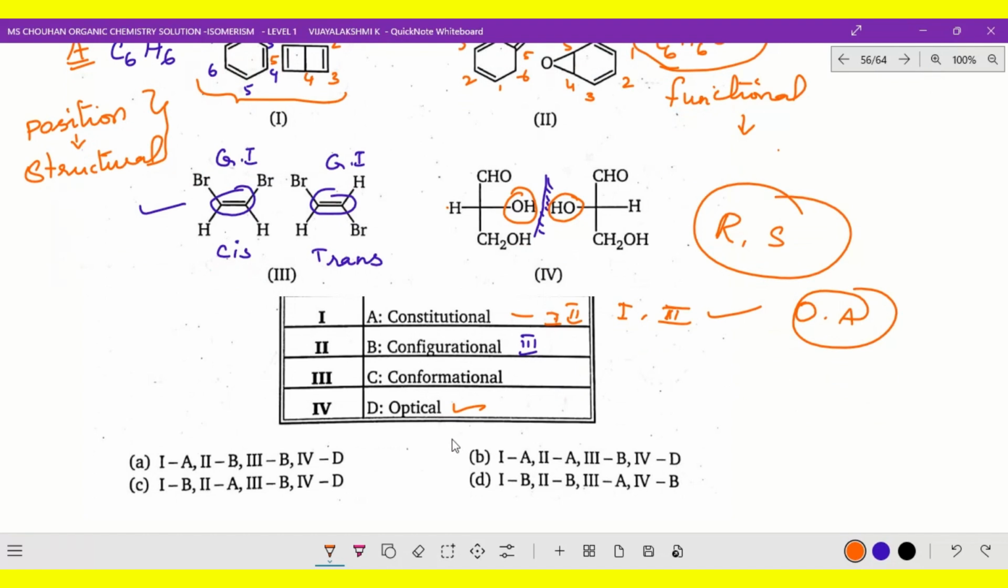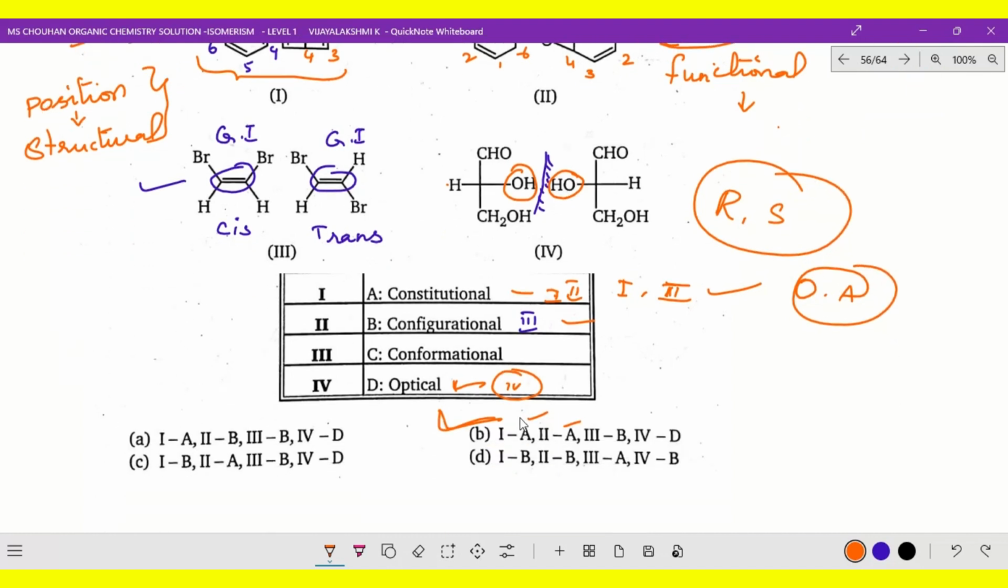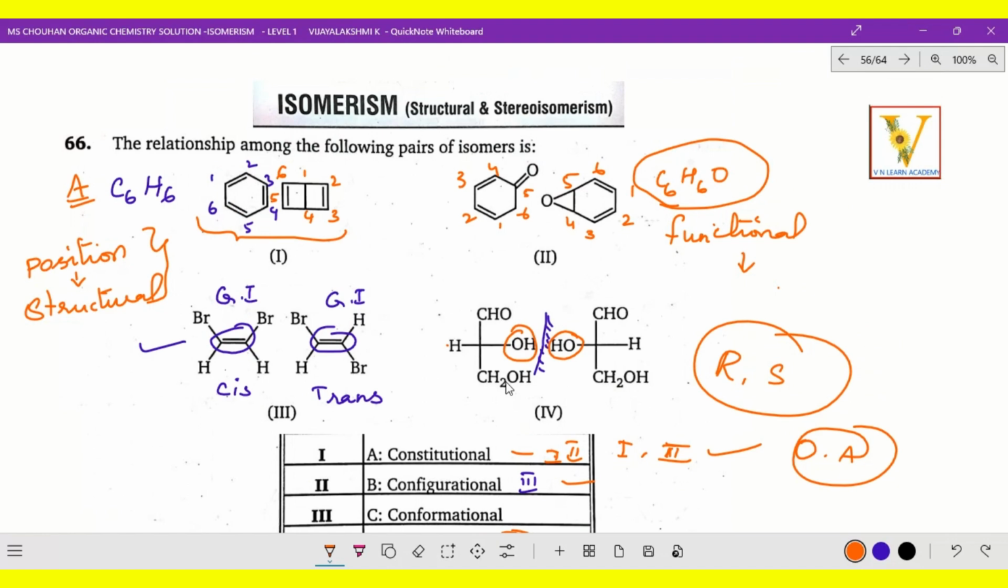Now, which is the correct option? Option B: 1 is A and 2 is also A, correct. 3 is B, and the fourth is D, an optical isomer. So option B is the correct option. I hope you got the clarity about this. It is very simple, just looking at the question somewhat. Let's go to the next question.